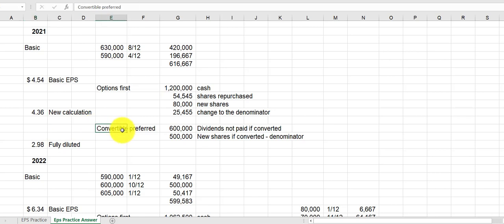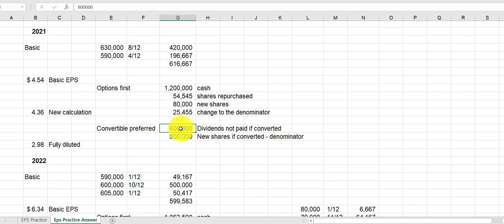Convertible preferred, then we consider that. Now that we're done with the options, we look at the convertible preferred. Now, if we pretend that the preferred stock has all been converted into common shares, then we would not pay dividends of $600,000. So if that's been converted, we would avoid paying the dividends of $600,000. So instead of taking $3.4 million minus $600,000, we're going to just take $3.4 million, right?